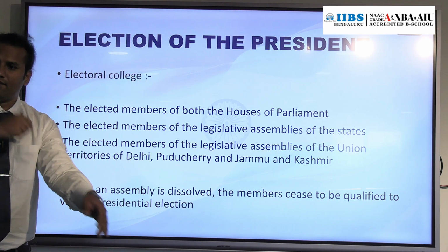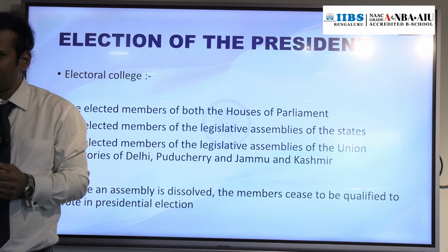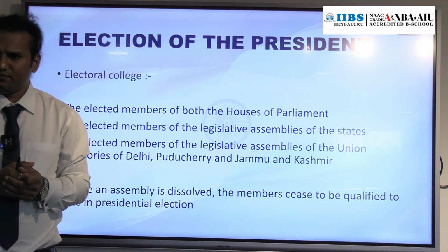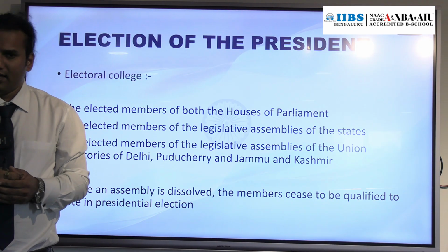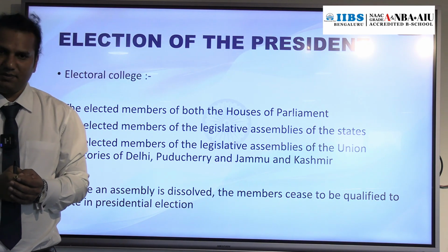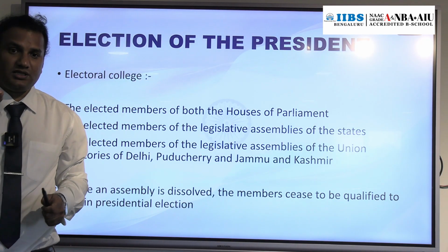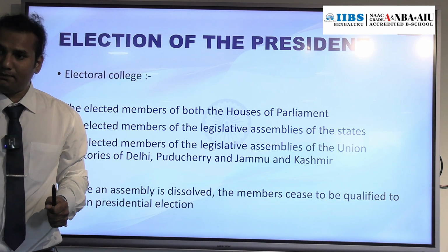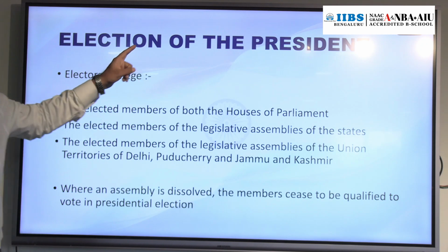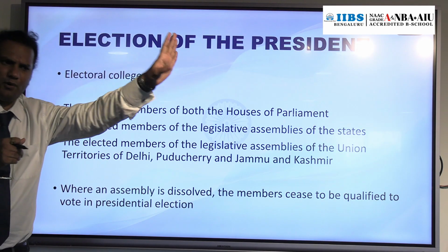Apart from this, we discussed Parliament, then we discussed the states. What about certain union territories? Certain union territories also have an assembly. Take the example of Puducherry, Delhi, as well as Jammu and Kashmir. They have assemblies. So in the case of union territories also, only the elected members of the legislative assembly can participate in the election of the President of India. Understood? Right. So 4 points you need to remember.